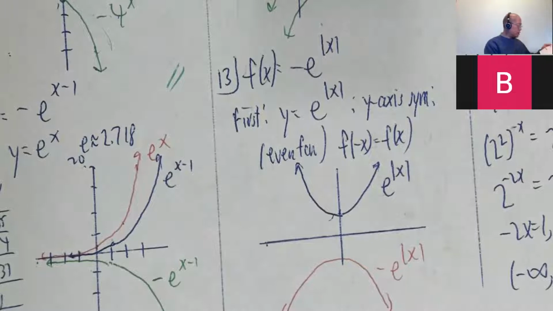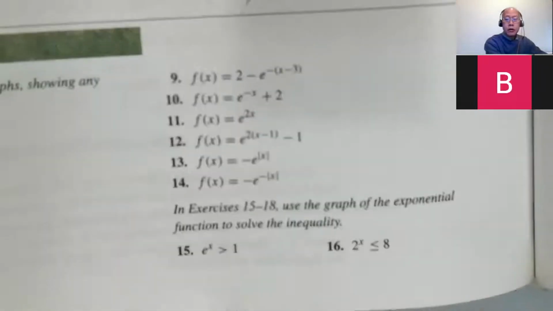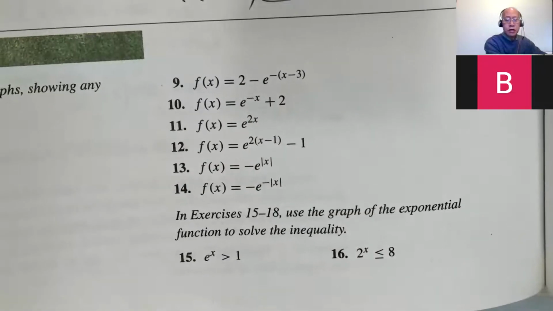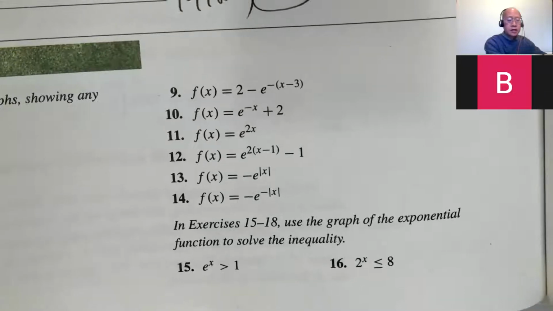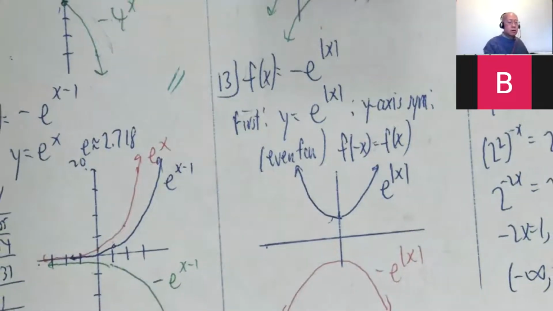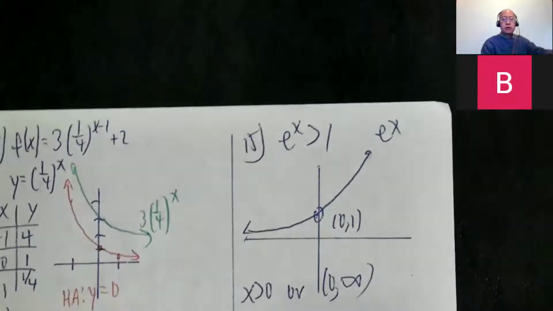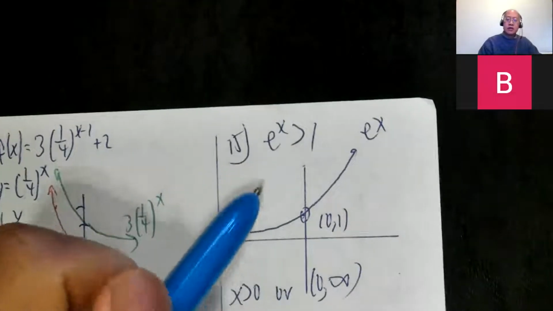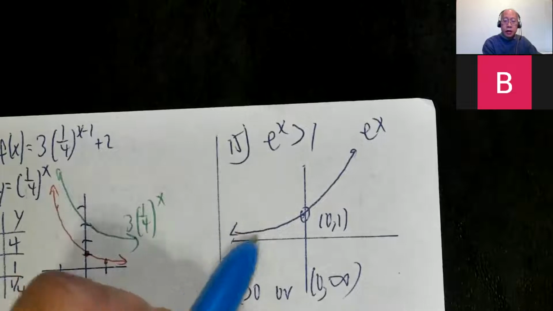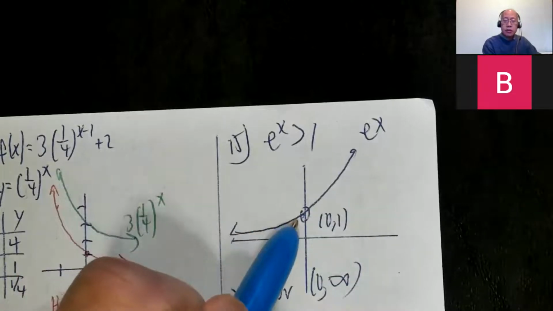Okay, then let's see, 15 and 17. Use the graph of the exponential function to solve the inequality. E to the x is greater than 1 or whatever, right? So use the graph. E to the x is greater than 1. Well, I know it looks like this. Here's 0, 1.